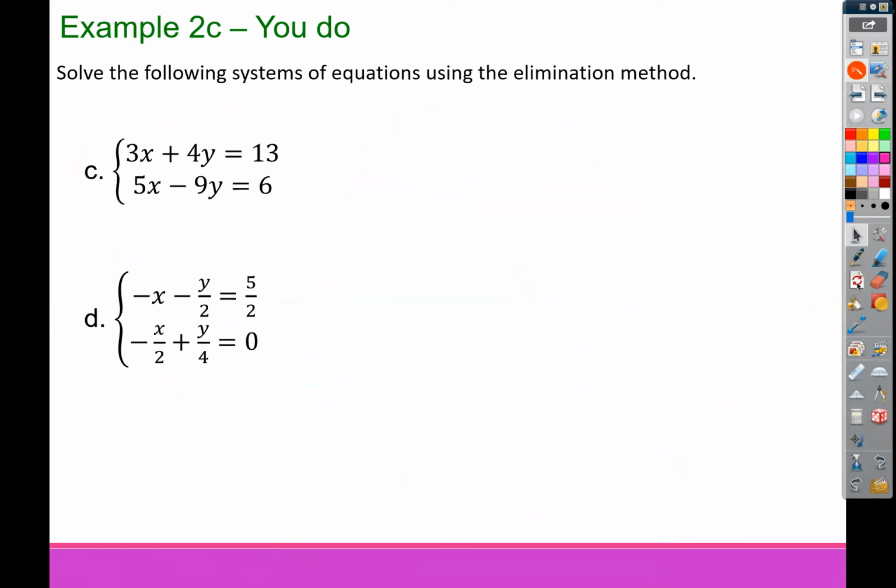All right, here are 2 problems for you to do. Remember to get rid of those fractions on letter D. Pause it and work them out. And you should have gotten that as your answer.